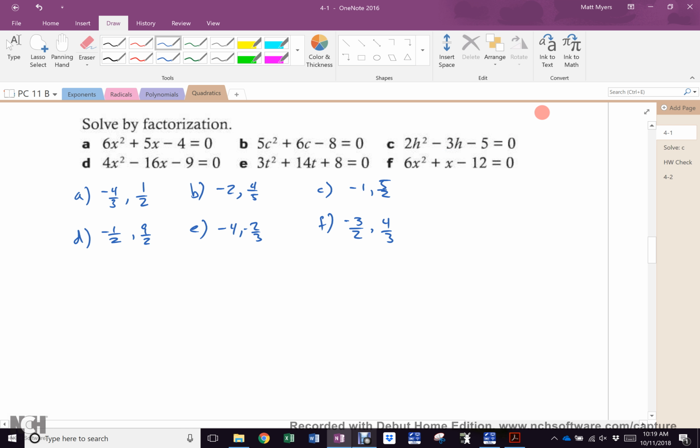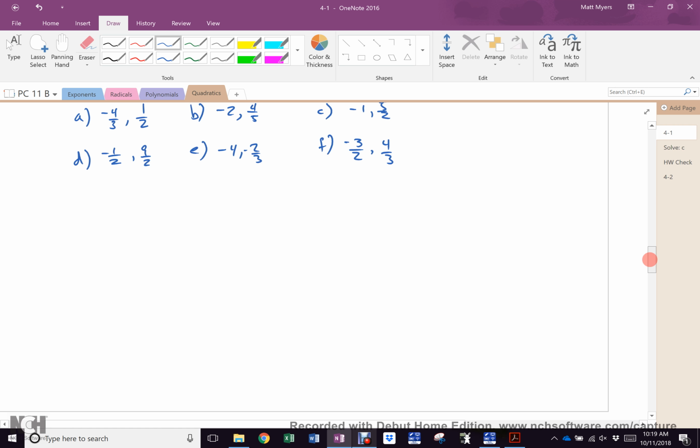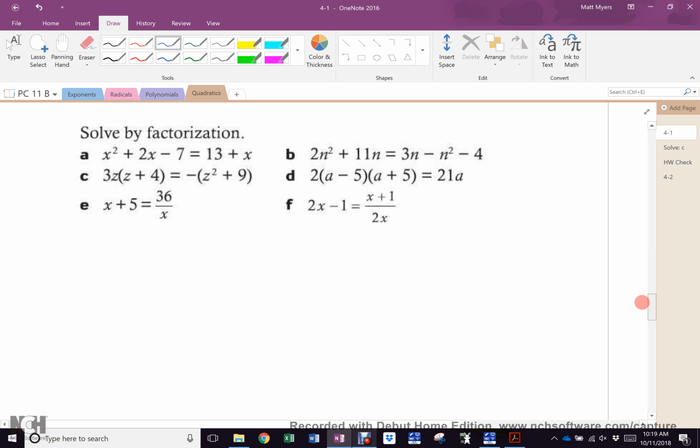Any questions? Going once? Going twice? Going thrice? You factor, you find the roots. If you know how to factor, you know how to do it. If you don't know how to factor, well, tough.